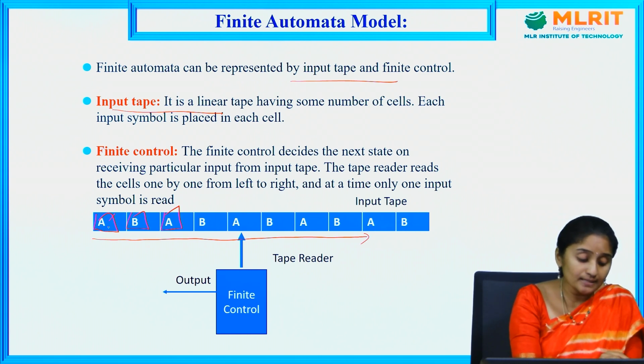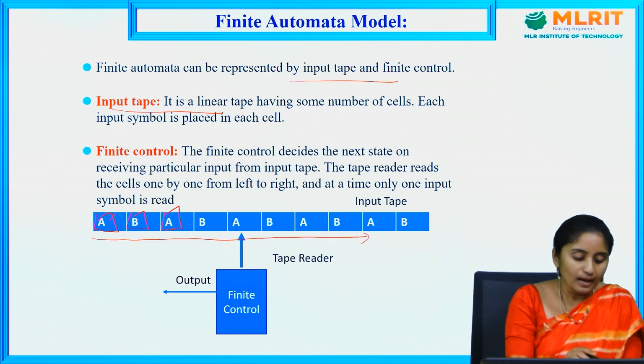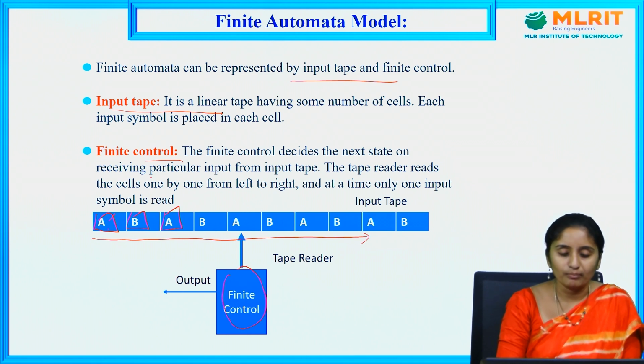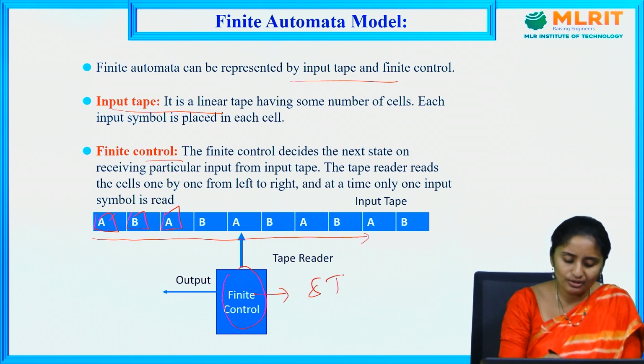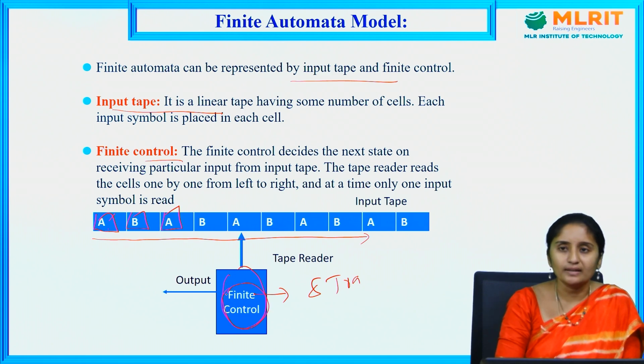So in each cell we can have only one input symbol. The next one, finite control. The finite control decides the next state on receiving a particular input. This finite control holds all the delta functions, nothing but the transition functions, the input state, and the final state. What are the things we are going to do in the transition? All those are stored by the finite control.